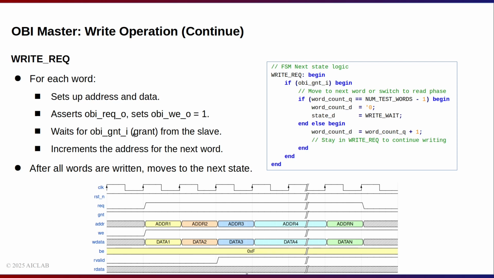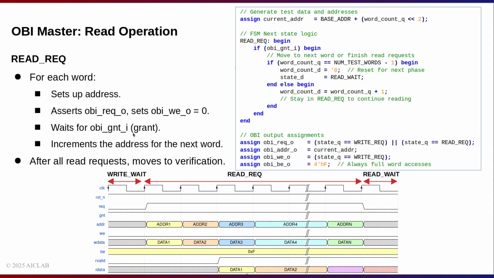Then the master must wait for the grant from the slave. When the grant signal is high, the master increments the word count and generates the new address and write data. This process repeats until all data has been written to the memory. Afterwards, it transitions to the write wait state. We use this wait state to clearly separate the RVALID signal for reads versus writes, which is very helpful for debugging.